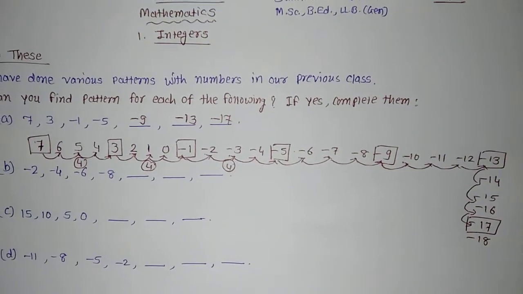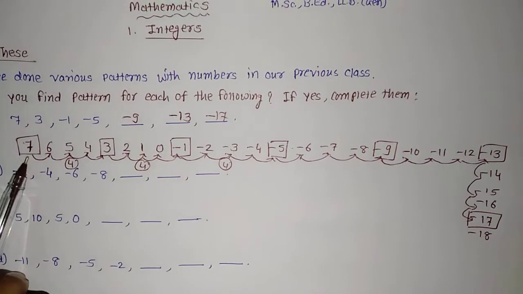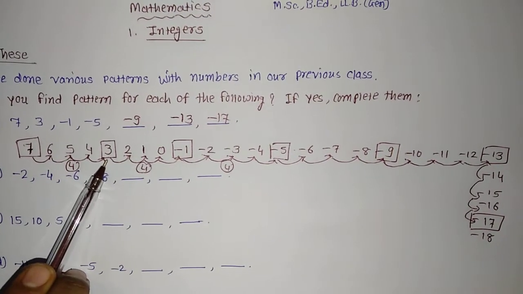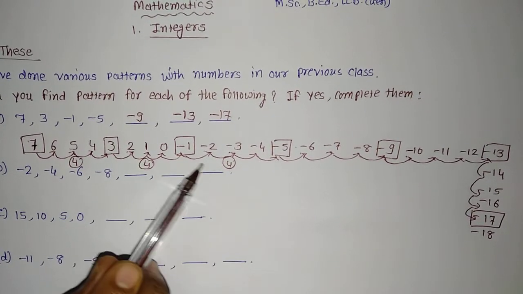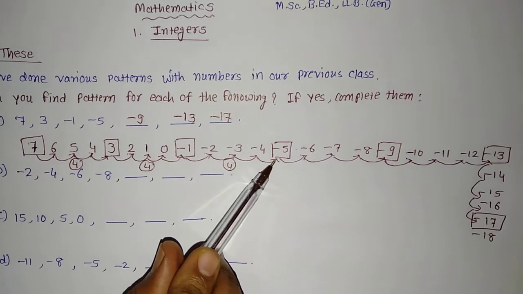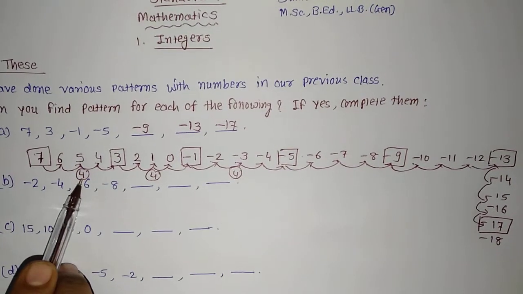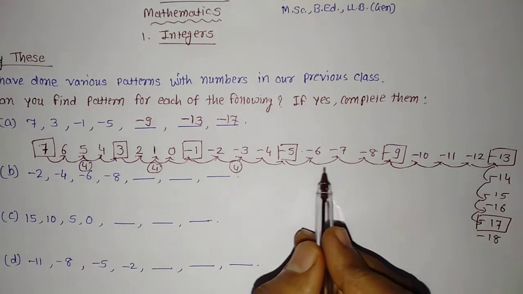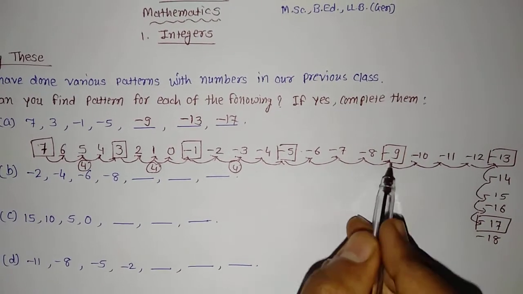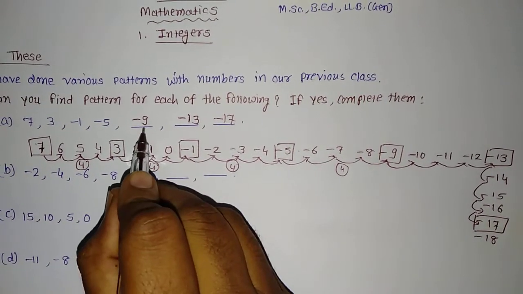We have found the pattern in which you can see one number is 7. After the 4th gap the other number is 3. After the 4th gap the other number is minus 1. After a gap of 4 the other number is minus 5. So we found the pattern that the gap between these two numbers is 4. Here also we have taken the gap of 4, that is 1, 2, 3 and 4, and we found our next number, that is minus 9, that I have put here.